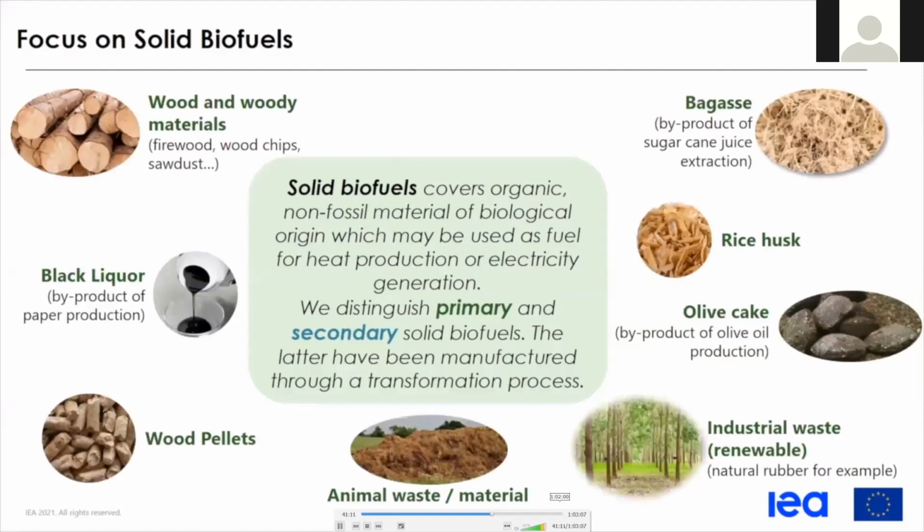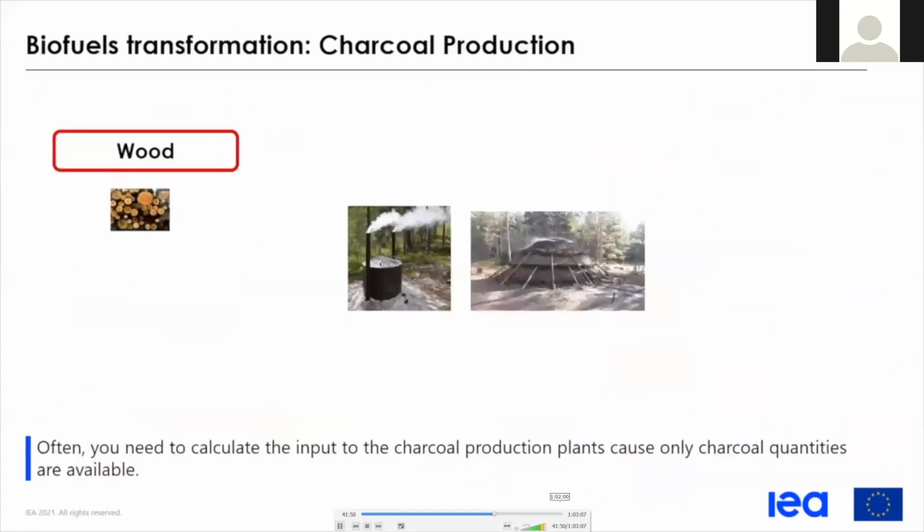So now that this distinction is made, let's see examples of solid biofuel that we can encounter. You would have bagasse, which is a byproduct of the sugar industry, and the same for other agronomic industries, you could have rice husk, olive cake, industrial wastes in a renewable form, for example, natural rubbers. You have then wood pellets and animal waste, black liquor, which is a byproduct of paper industries, and of course wood and woody materials, so firewood, wood chips, sawdust, etc. And finally, one element in which we will dive a little bit deeper, charcoal, which is a product produced from wood products at the origin.